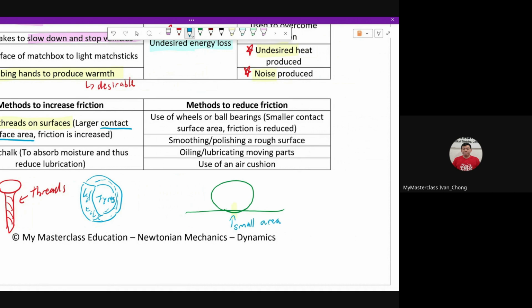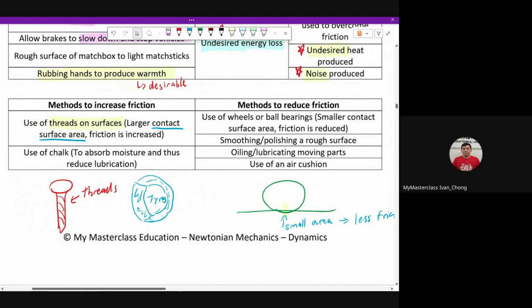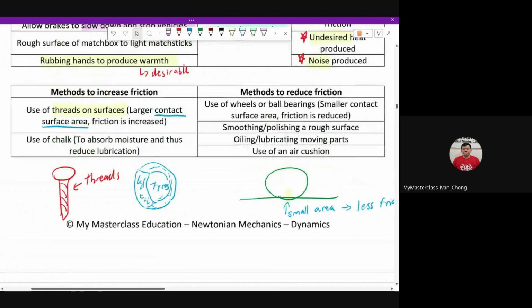So what does that mean? It means less friction. So sometimes it's a good and a bad thing. So you need to figure out whether you want more friction or less friction. So basically, if you think about it, if you do the opposite of what is on the left-hand side and the right-hand side accordingly, you actually get the opposite results as well. For example, you smoothen and polish a rough surface, you can also roughen a smooth and polished surface if you want to do the opposite. Okay, so a lot of different things that you can do to achieve the opposite results.